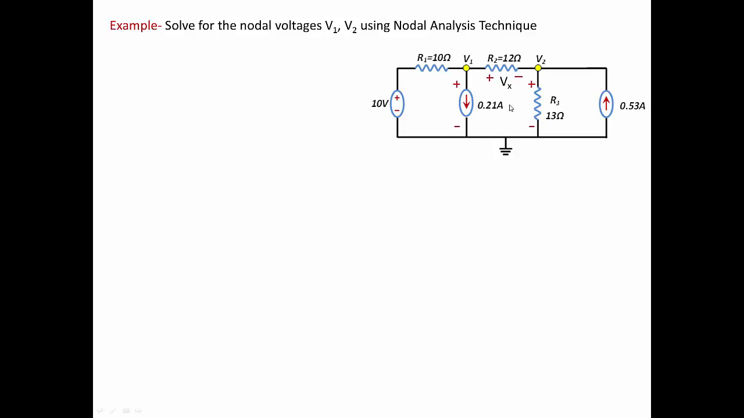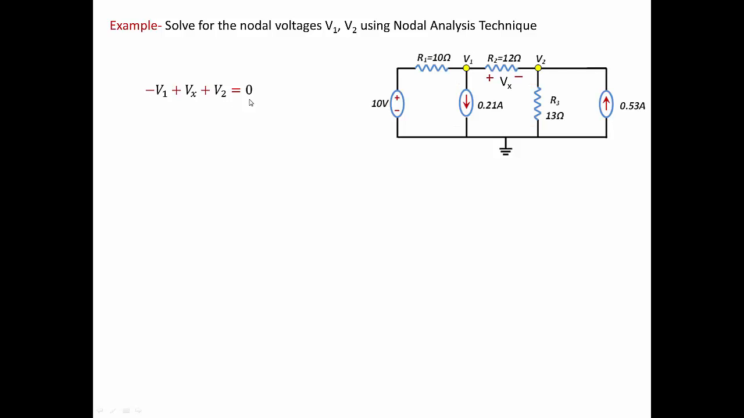My convention is to go clockwise. If I enter the negative polarity, it's going to be minus. If I enter the positive polarity, it's going to be a plus. Then by KVL, I'm going to have minus V1, that's the nodal voltage V1, plus Vx plus V2 equals 0. This here is a single loop. So that's what we have, minus V1 plus Vx plus V2 equals 0.